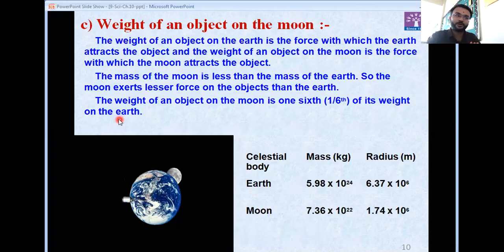Dear students, a question may arise in your mind: how can we come to know that it is exactly 1/6 only?